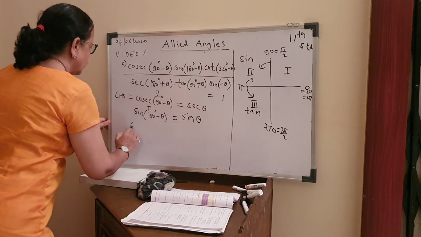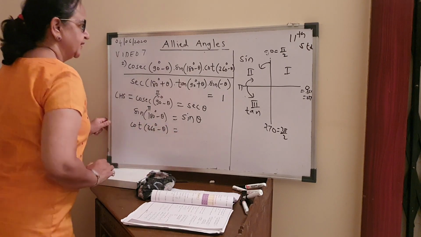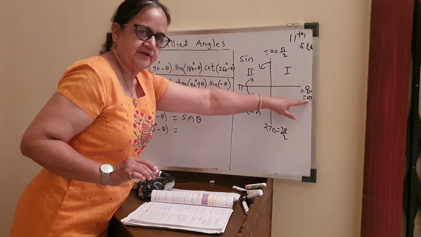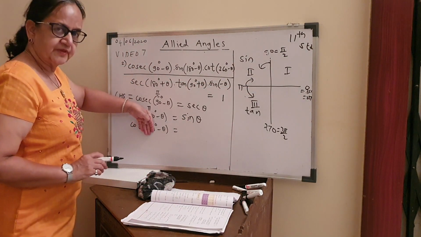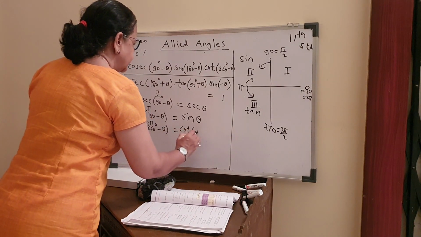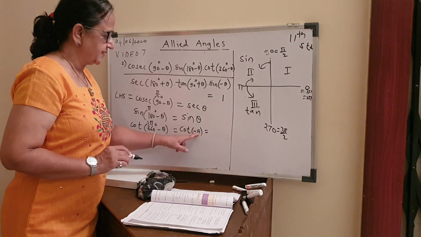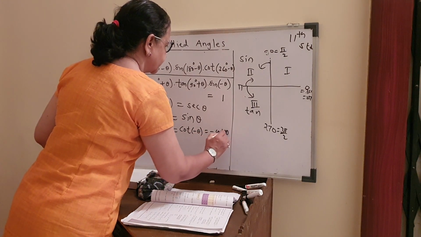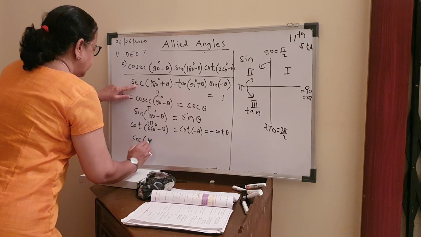Third, cot of 360 degrees minus theta. 360 on top, I'll write 2 pi. 2 pi falls in the second group. Very, very easy. Just omit 2 pi. What remains? Minus theta. So it will be cot minus theta. And negative angle formula. Cot of minus theta will be minus cot theta. So minus sign will come out. Next, sec 180 degrees plus theta.